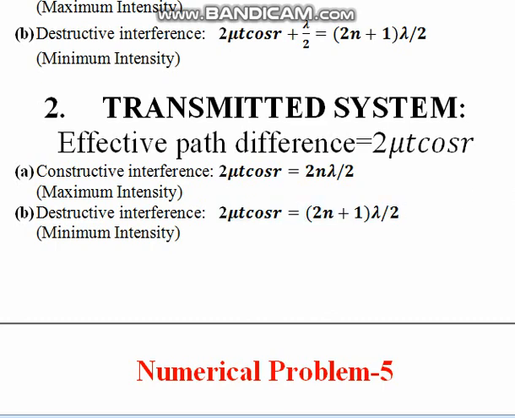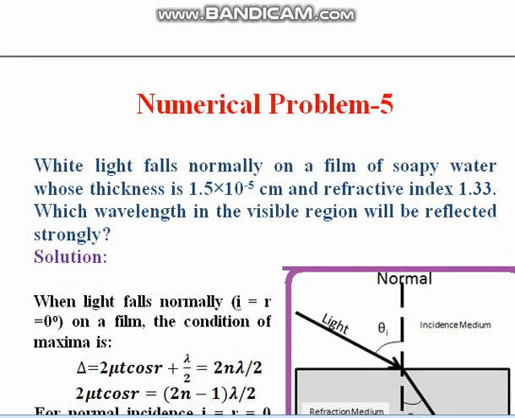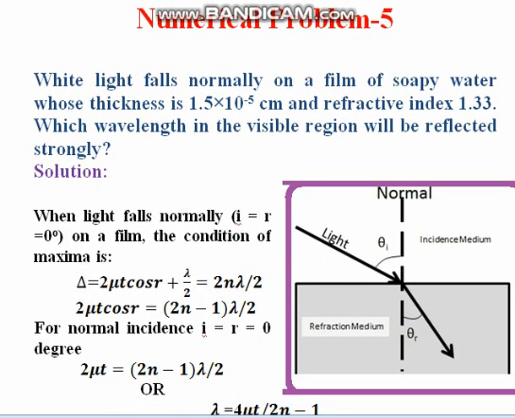Okay, so now let's see the first problem. So this is the problem. White light falls normally on a film of soapy water whose thickness is 1.5 times 10 to the power minus 5 centimeter and refractive index is 1.33. The question is: which wavelength in the visible region will be reflected strongly?